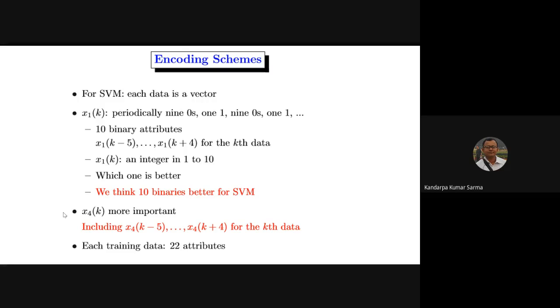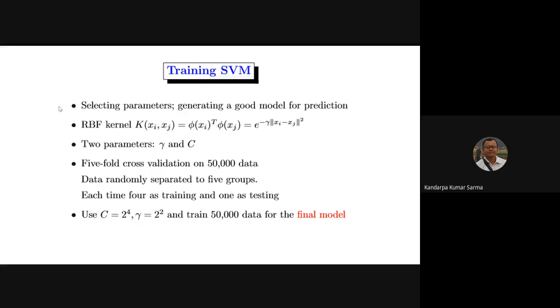So x_4k more important, including x_4k minus 1, taking dot dot 2 up to x_4k plus 4 for the data. So here we find that each of the training data can have many attributes, and for this case, this count may be 22. So how do you train it?